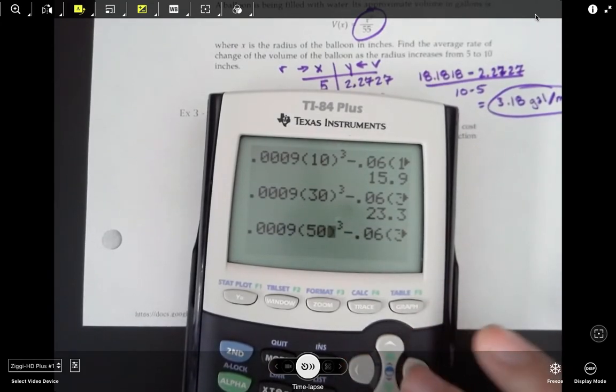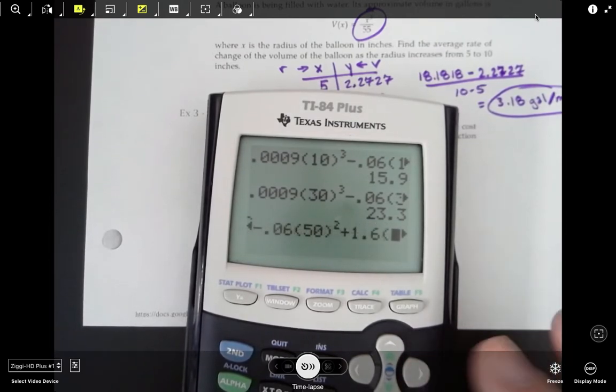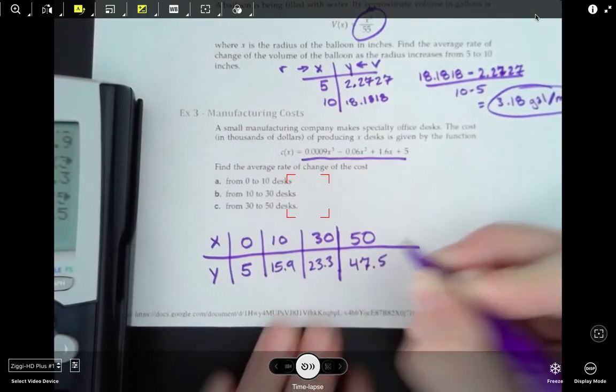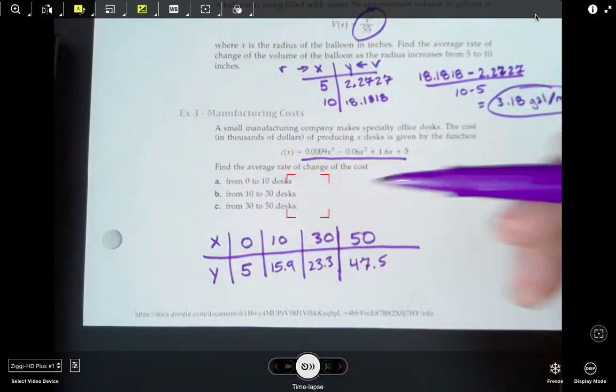What, did I not change one? There we go. There we go. Enter. So 47.5. 47.5. Okay.